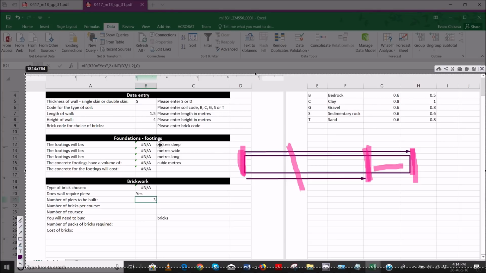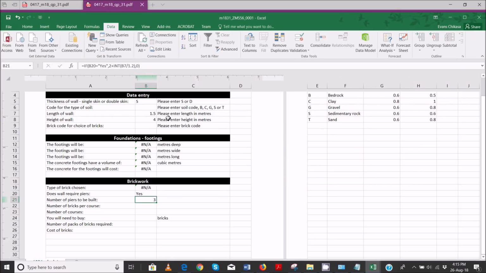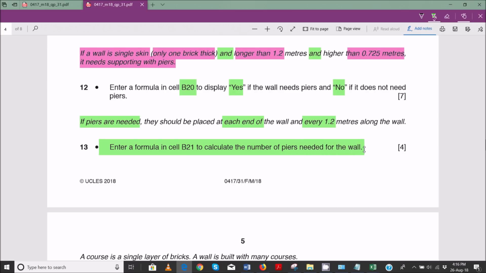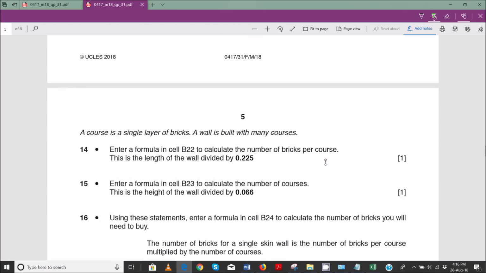So if you check this, if you change this so that you have a length of wall which is 3 meters long, you should have 4 here. Okay, so guys, that's important. Hope that explains it very well. And we've entered the formula here to calculate the number of bricks needed for the wall.